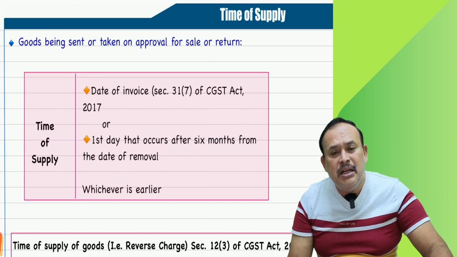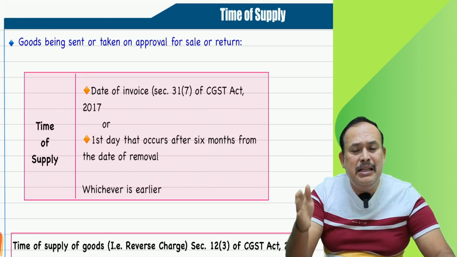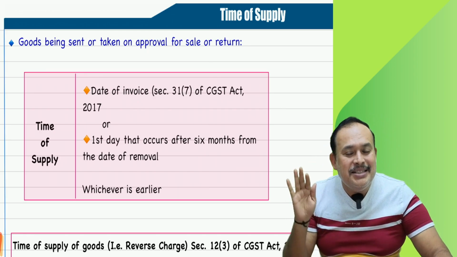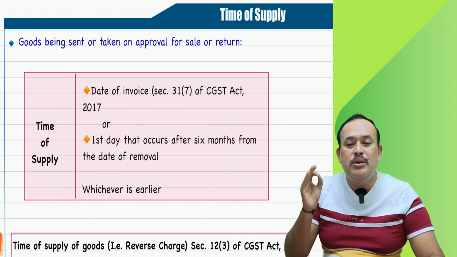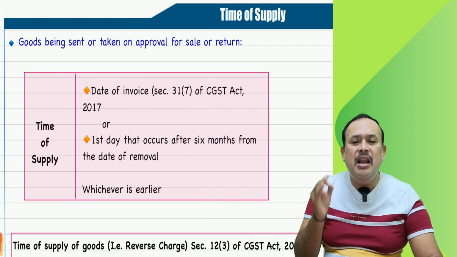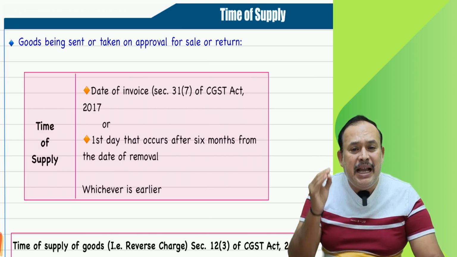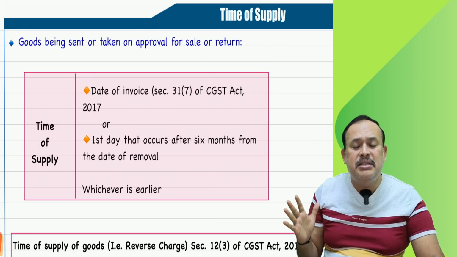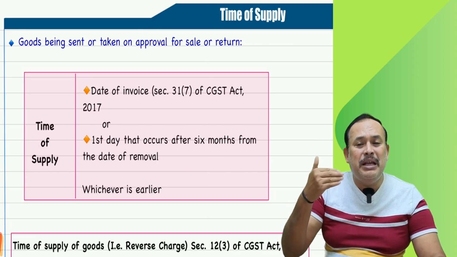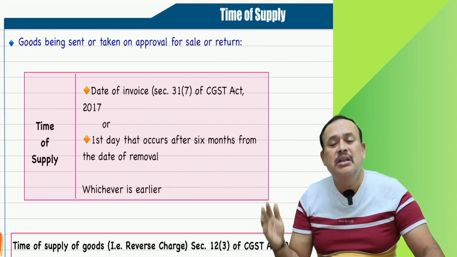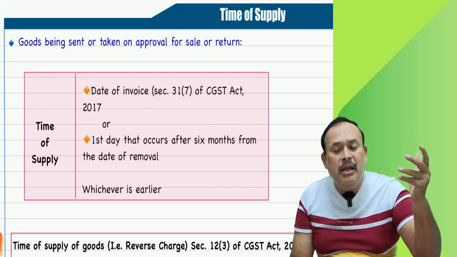In that case, it is not a sale in the accounts, and it is not a supply under the GST law also. If the goods are sent on sale or approval basis, or taken on approval for sale or return, and sent to the buyer's premises, it is not a sale under the financial accounts, and that is also not a supply under the GST law.